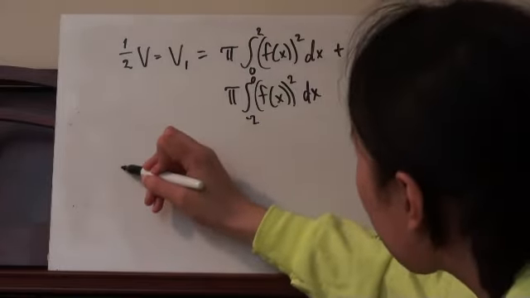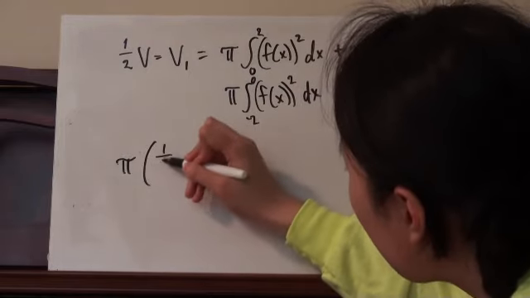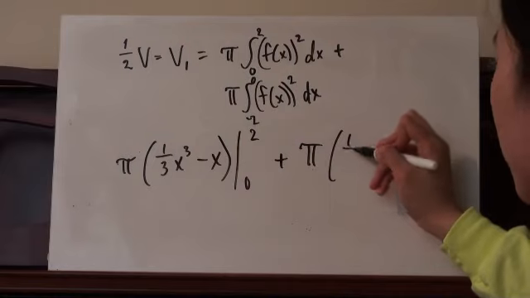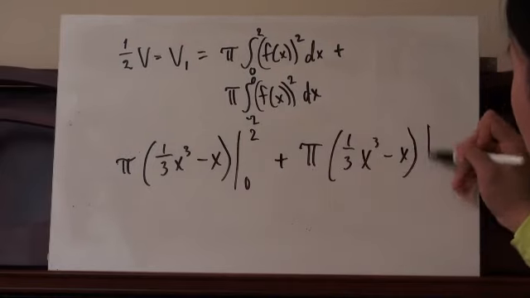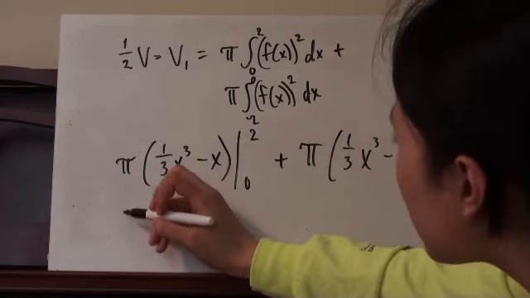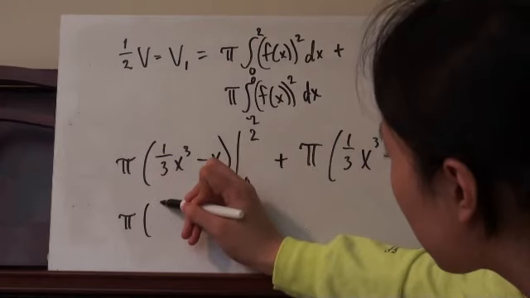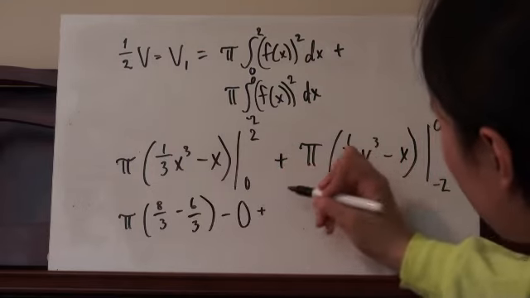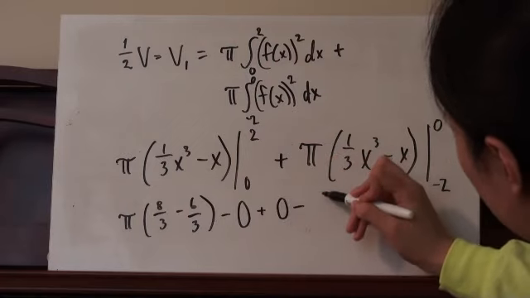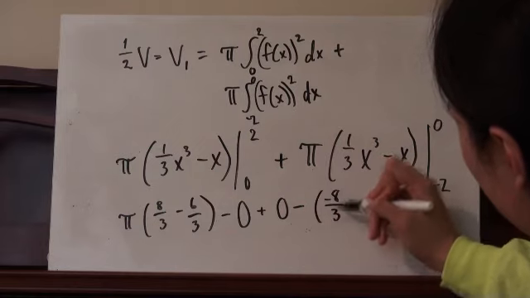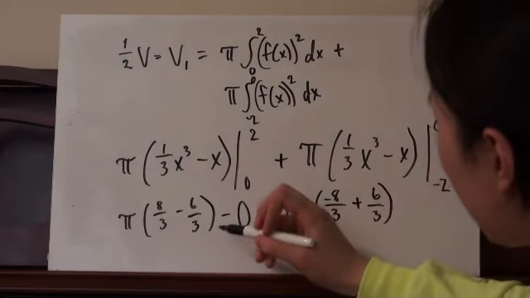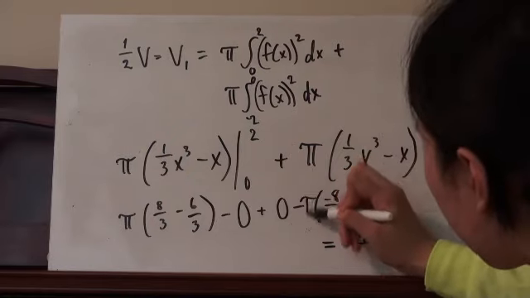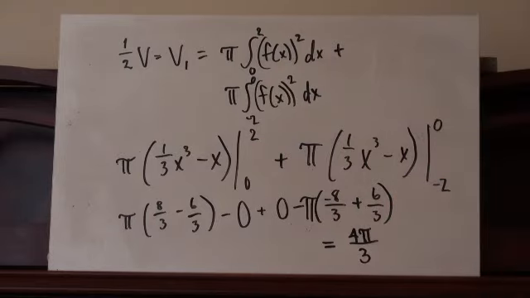So we end up with pi times 1/3 x cubed minus x on the interval 0 to 2 plus pi times 1/3 x cubed minus x on the interval -2 to 0, which gives us, as an end result, 4 pi over 3, which equals the same thing that we got in part A.